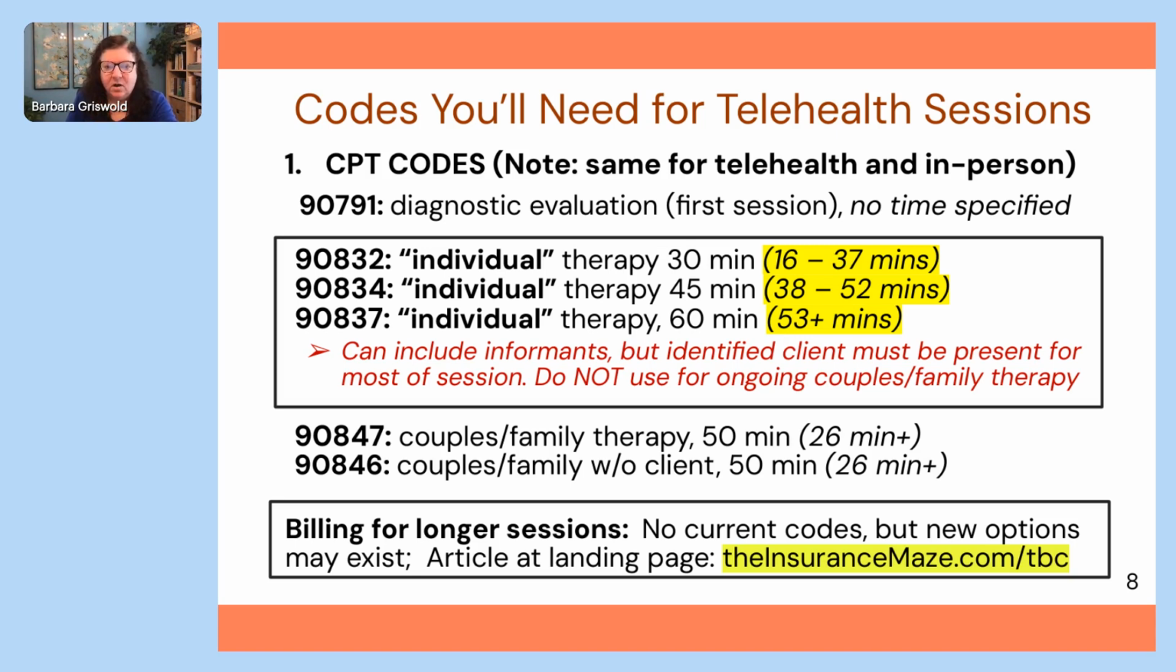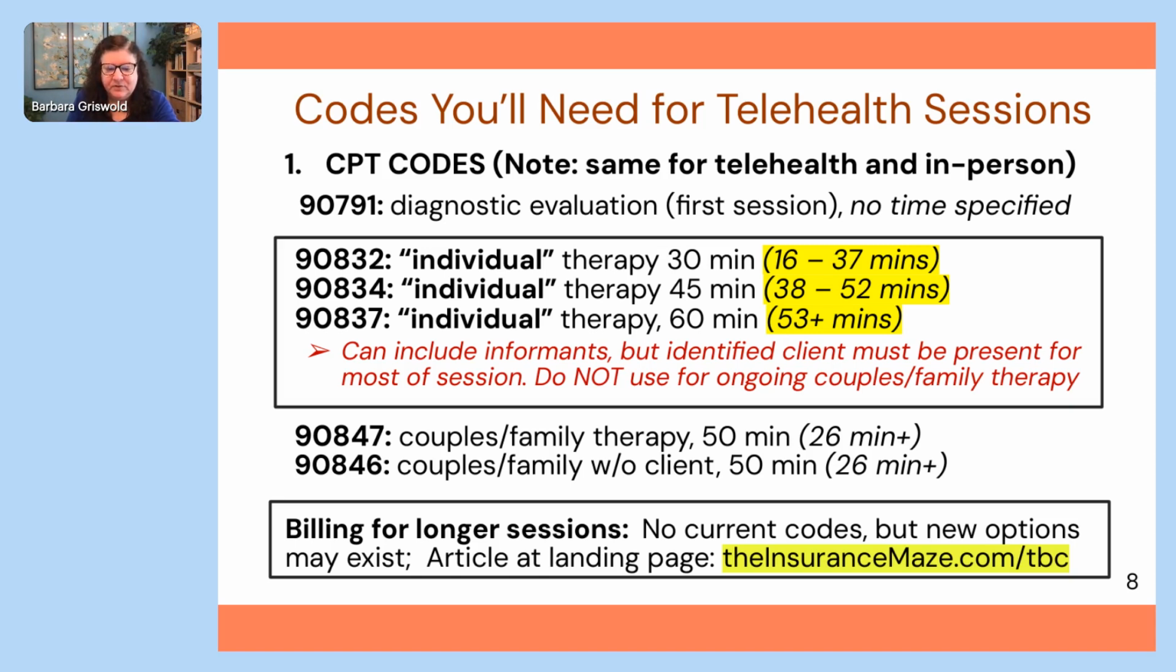I've seen in audits, the insurance plan sees that you've used these for ongoing couples therapy sessions and asks you to give the money back. So you don't want to be doing that. What codes should you be using? 90847 is a couples or family therapy code. That's officially a 50-minute code, but can be used for any session 26 minutes and above.